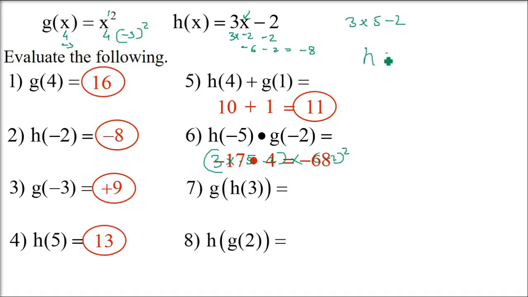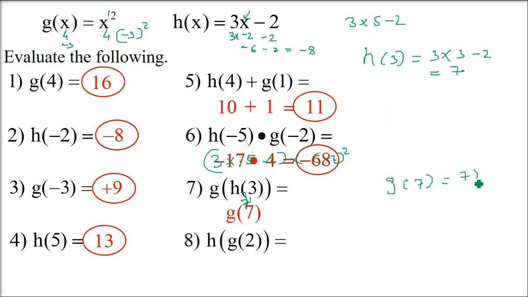g of h(3). Let us take 3, h(3). So 3 into 3 minus 2. 9 minus 2 is 7. Now you have to put this 7 in g. That is g(7) you have to find out. g(7), okay, put it here. 7 squared is 49.